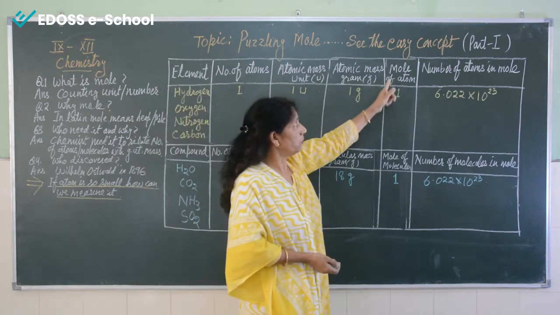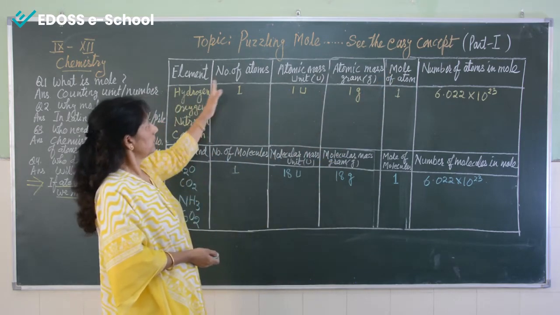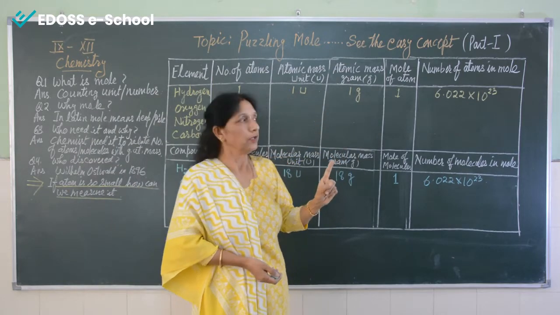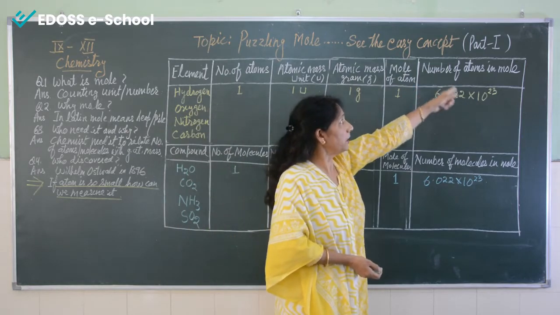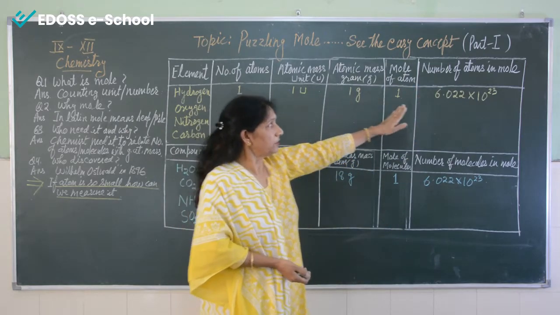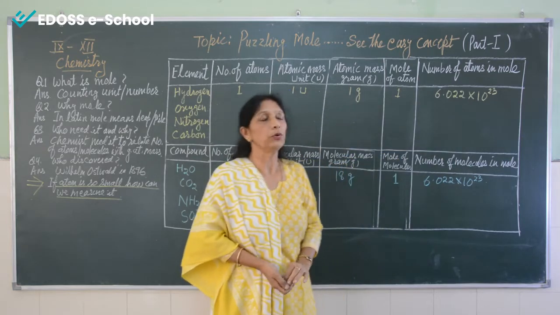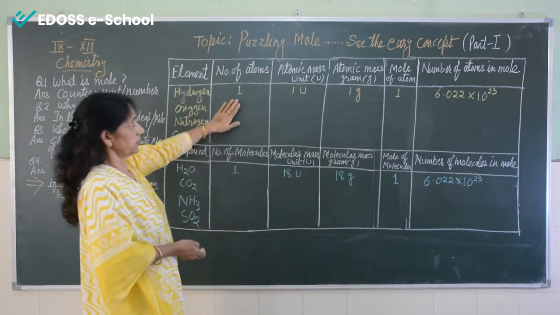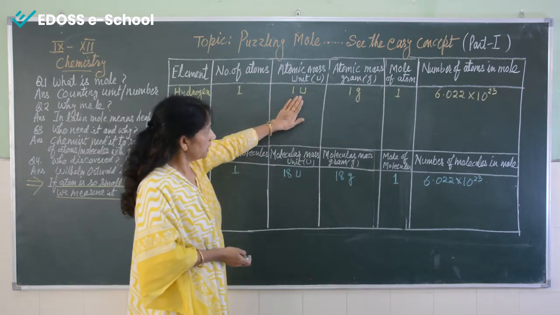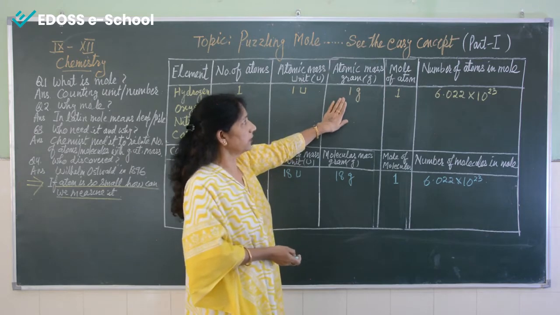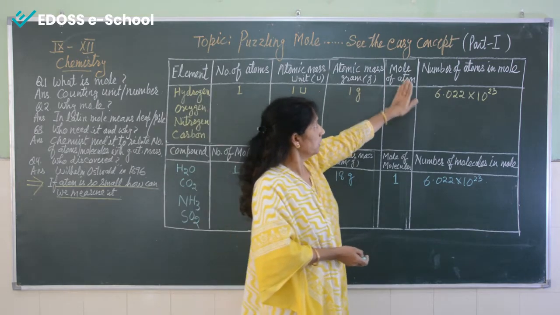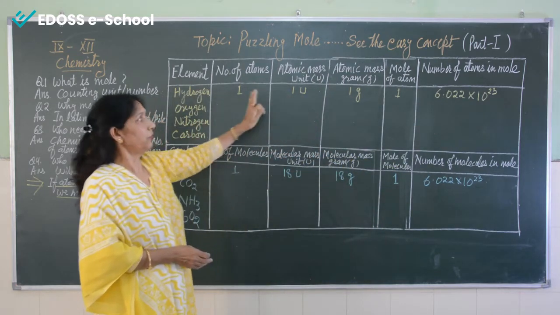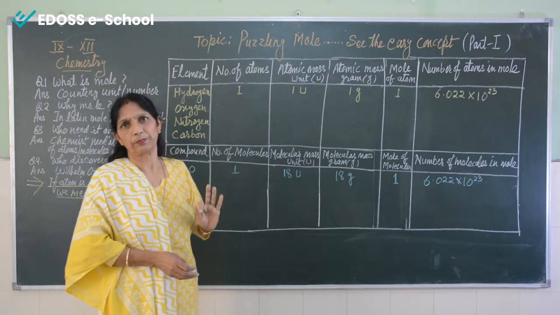Now, how many moles of atoms are present in 1 hydrogen atom? We will say this is 1 mole. And if you want to say how many atoms are in 1 mole, this is the number: 6.022 into 10 raised to power 23. That means 1U is equal to 1 gram, is equal to 1 atom, and 1 mole is equal to 6.022 into 10 raised to power 23. These all numbers are the same.